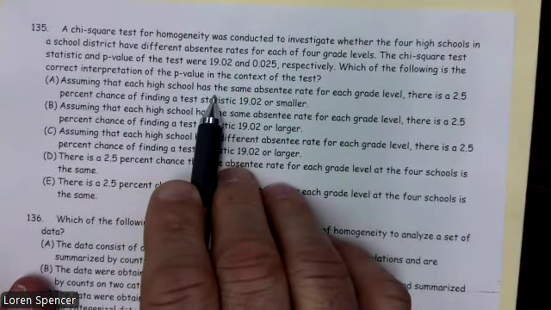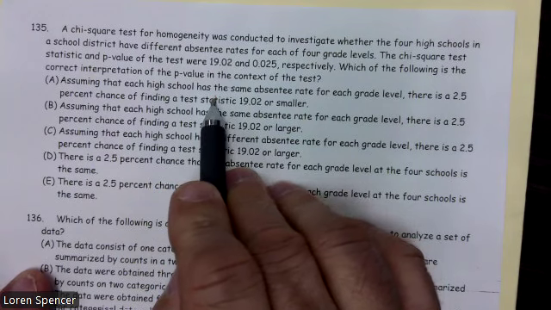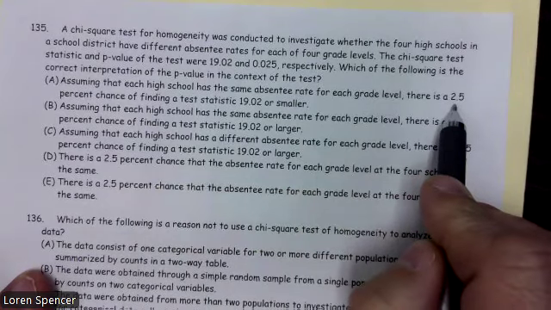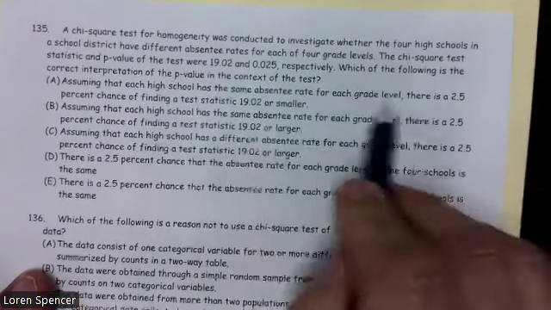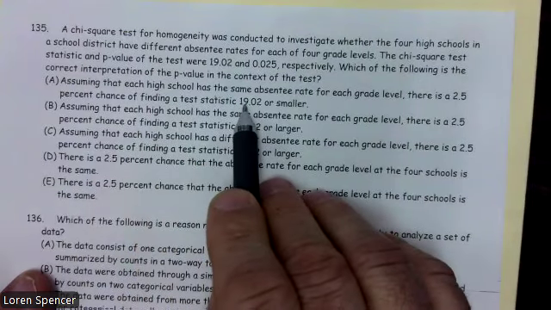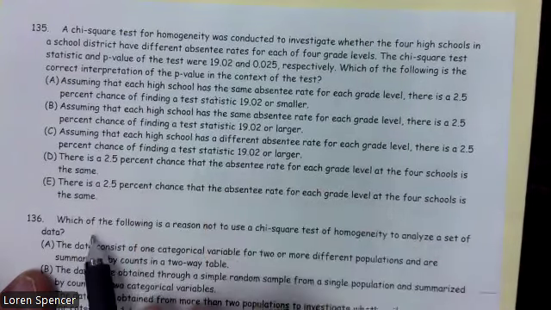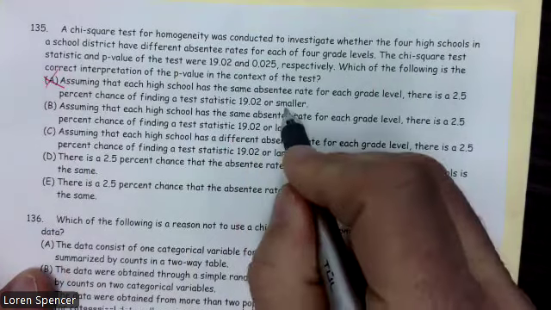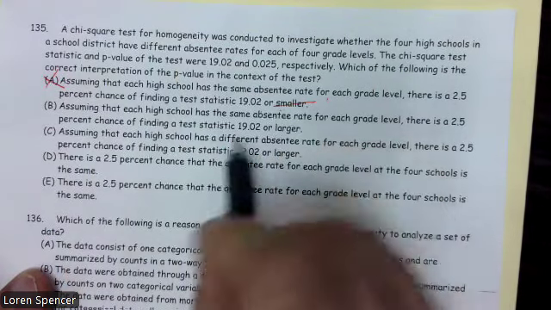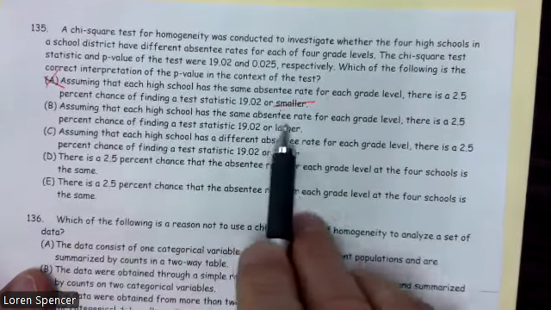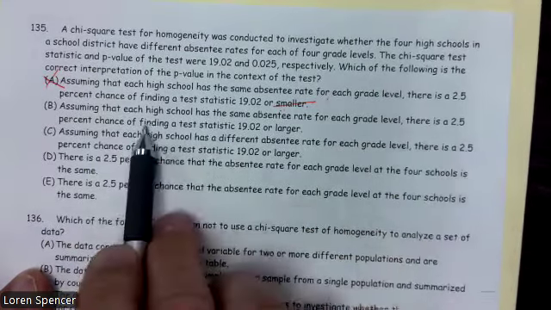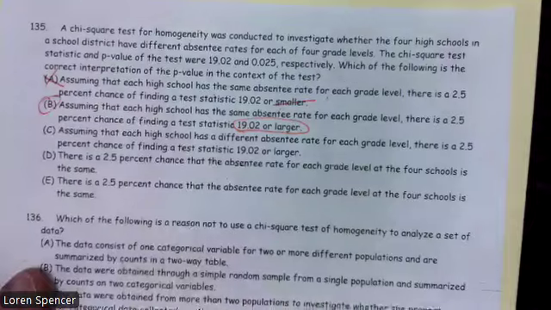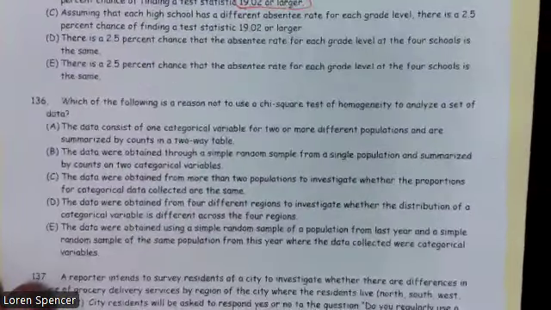Assuming that the high school has the same absentee rate for each grade level, there is a 2.5% chance of finding a test statistic of 19.02 or smaller. No, that's wrong. It's 19.02 or larger. We need a larger. Assuming that each high school has the same absentee rate for each grade level, there's a 2.5% chance of finding a test statistic of 19.02 or larger. That's B.